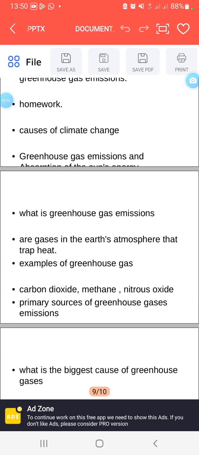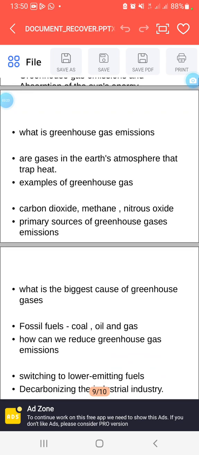Then homework. Question number 1, causes of climate change: greenhouse gas emissions. What are greenhouse gases? They are gases in the Earth's atmosphere that trap heat. Examples of greenhouse gases: carbon dioxide, methane, nitrous oxide. And then primary sources of greenhouse gas emissions.